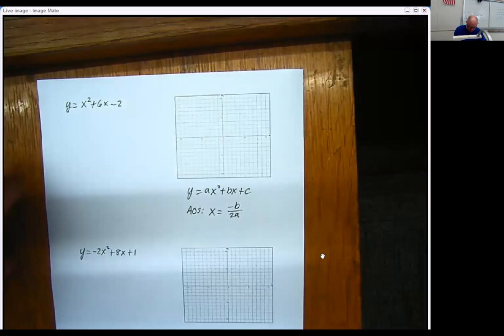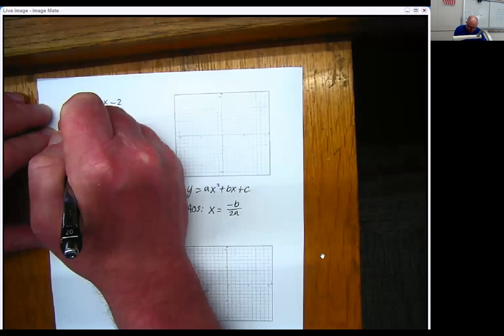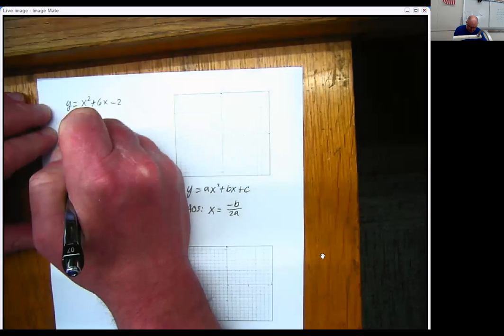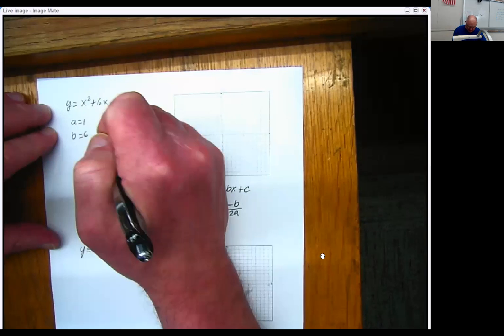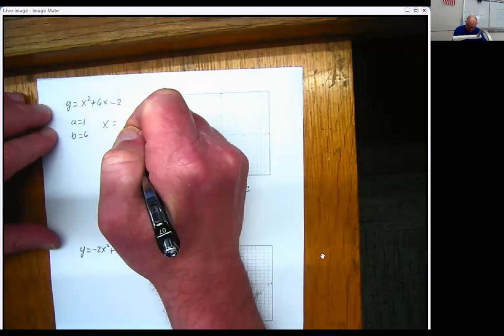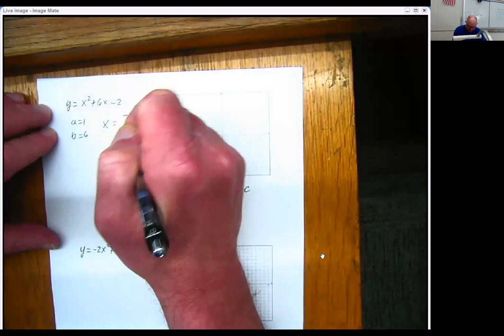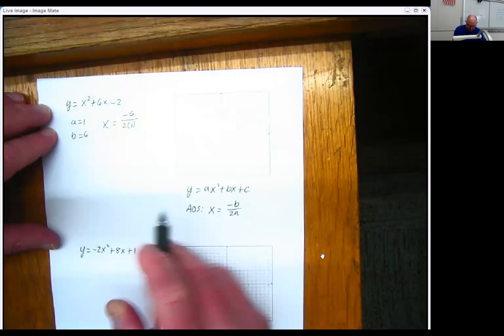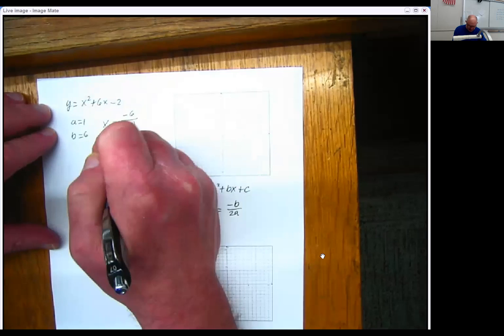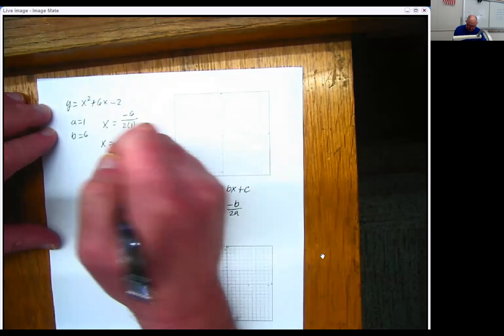For this first one, a is equal to 1, b is equal to 6. When I plug it in, x is equal to the opposite of b, so negative 6 over 2 times a. So I've got negative 6 over 2. So my line of symmetry, axis of symmetry, is negative 3.